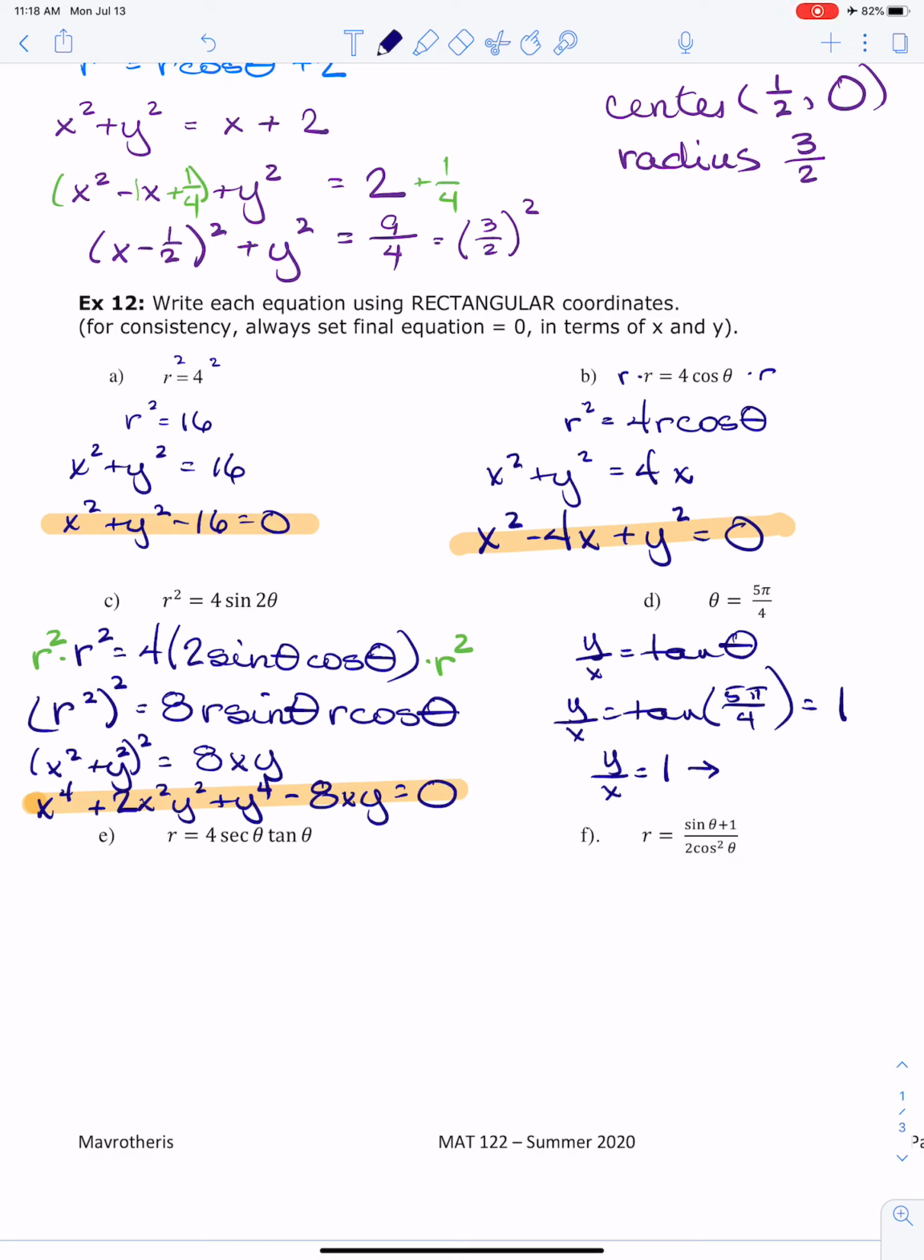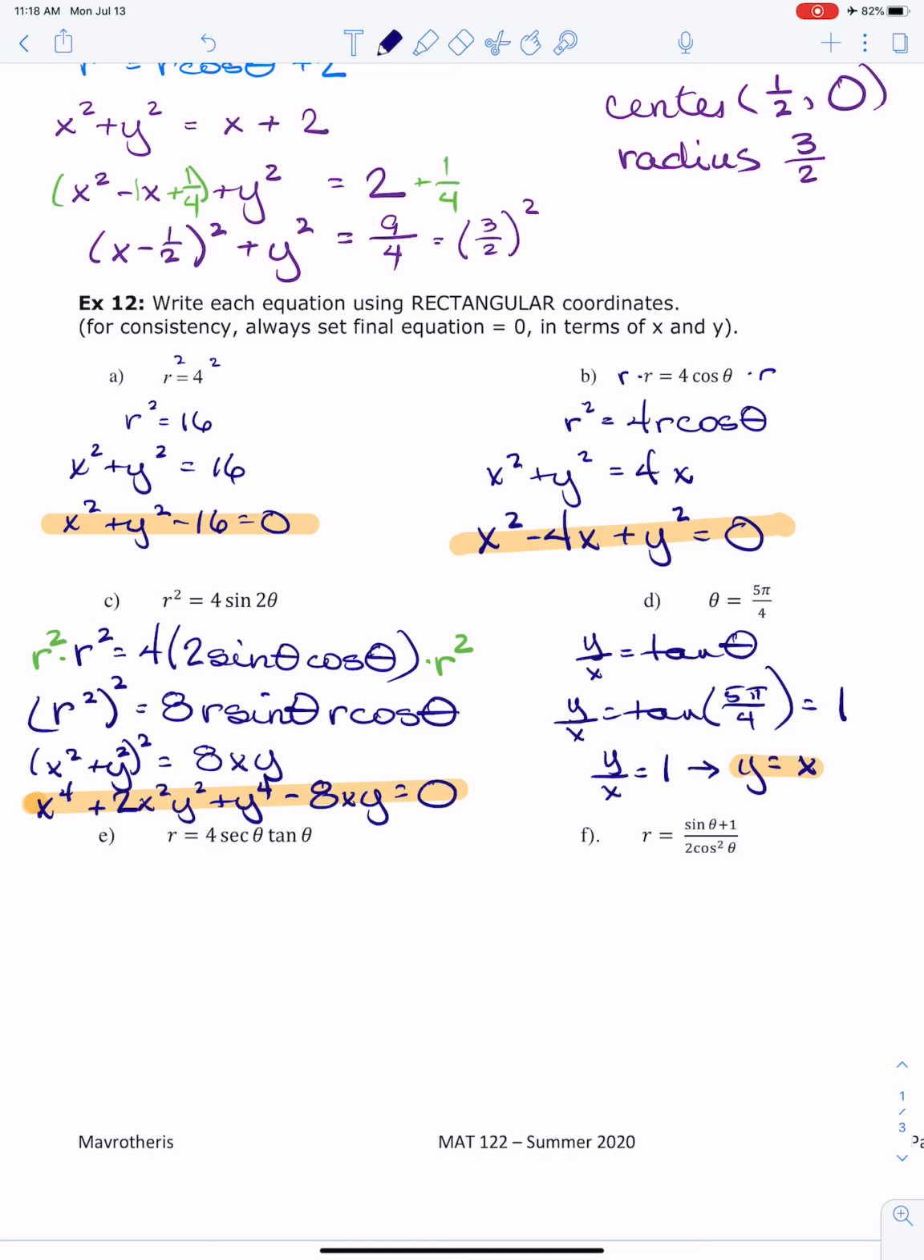I definitely want the x out of the denominator. This is the line y equals x. If we're going to set this equal to 0, y minus x equals 0. I don't know, maybe it's my age that just bothers me a little bit. I'm going to leave this one as y equals x.